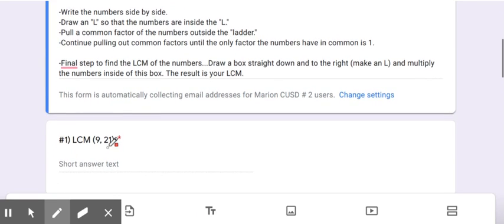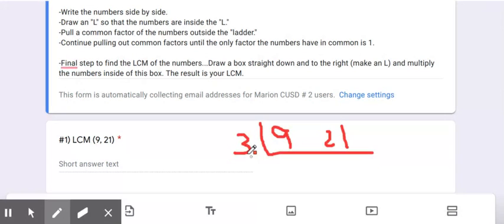Okay, so for example, in number one, we have LCM of 9 and 21. And so just like we did for GCF, let's write the numbers side by side, 9 and 21, draw an L for ladder. Pull out a common factor. So what is a common factor of 9 and 21? It would be 3, right? 3 is a factor of 9 and 21. 3 times what is 9? That would be 3. And 3 times what is 21? That would be 7, right?